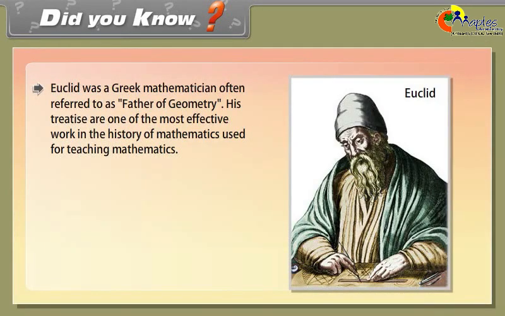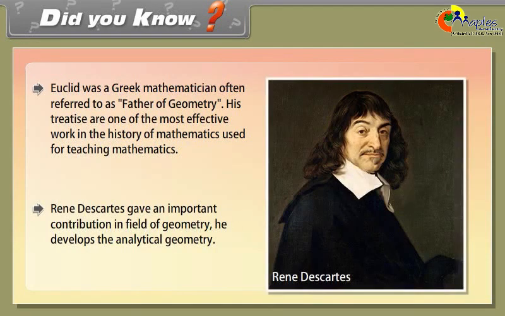Did you know? Euclid was a Greek mathematician often referred to as the father of geometry. His treatises are among the most effective works in the history of mathematics, used for teaching mathematics. René Descartes gave an important contribution in the field of geometry. He developed analytical geometry.